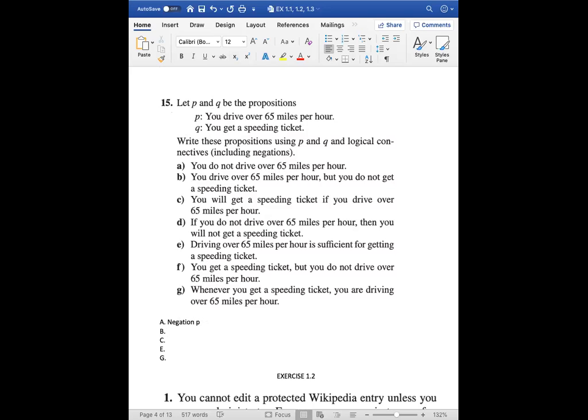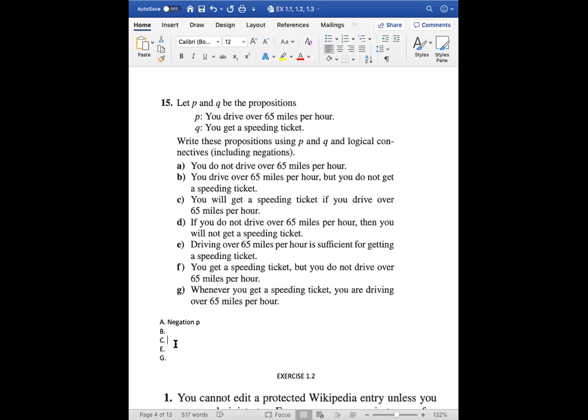Then we have part number C here. You will get a speeding ticket if you drive over 65 miles per hour. So here we have to use both of these variables, P and Q, because as represented by the English sentence, we will require both of those. So here we can already see there is an if-then sort of promise. So this sort of clues us that we need to use the conditional operator.